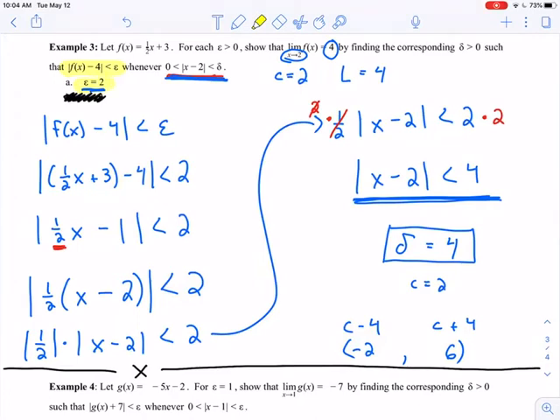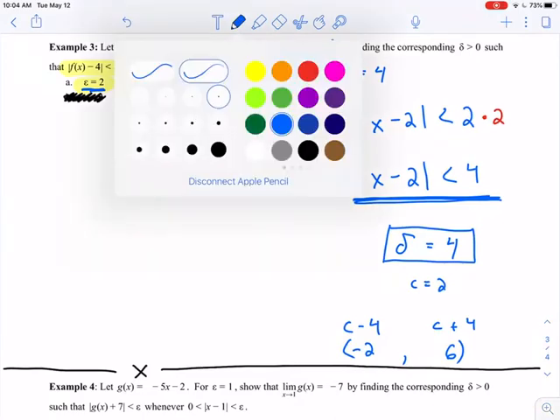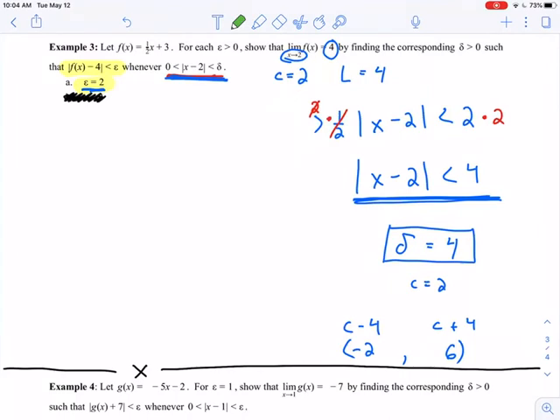So let's actually just try this real quick before we move on to our next example. This is not anything that you need to show me, but I just want to show you what we're doing here. Any number between negative 2 and 6 will work. You can even try other numbers here. I'm going to take x equals negative 1, plug that into my function and then subtract 4, and check the distance.